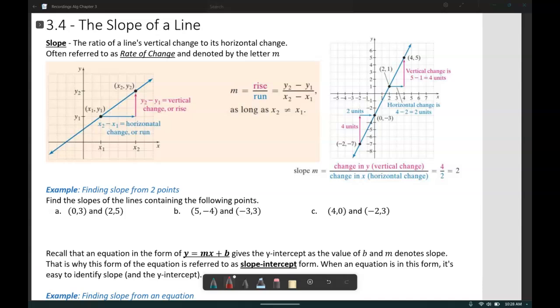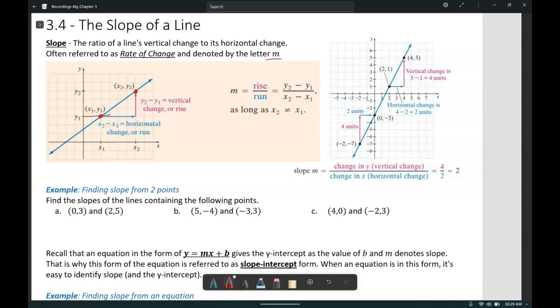Now let's take some time to do a deep dive into slope. The slope is the ratio of a line's vertical change to its horizontal change, often referred to as rate of change, and is denoted in our formula by the letter m. So when we look at how a slope works and how the rate of change works, we can pick any 2 points on our line, and it will always be the same with a linear equation.